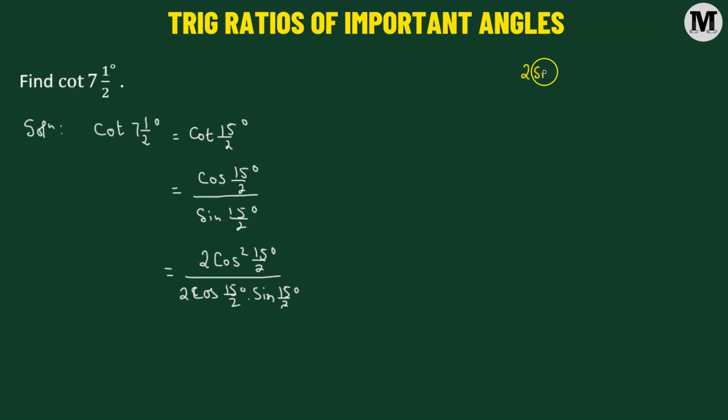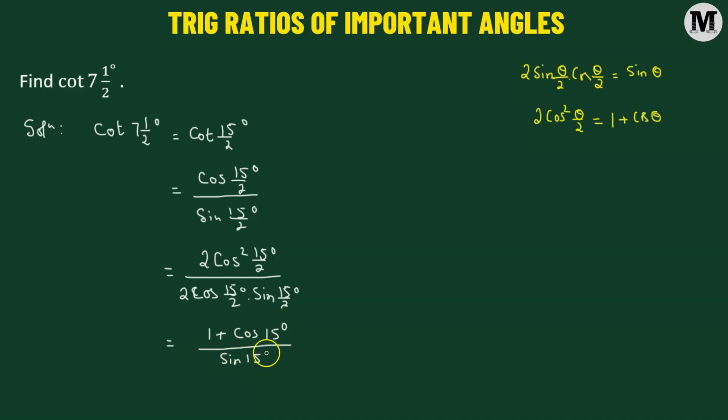So we know 2 times sine of angle theta over 2 multiplied by cosine of angle theta over 2 corresponds to sine of the angle theta. And 2 times cosine squared of angle theta over 2 corresponds to 1 plus cosine of the angle theta. Now in both cases here, theta will correspond to 15 degrees, which means that in the numerator we'll be getting 1 plus cosine of 15 degrees, and in the denominator we have sine of theta, so that's simply 15 degrees.